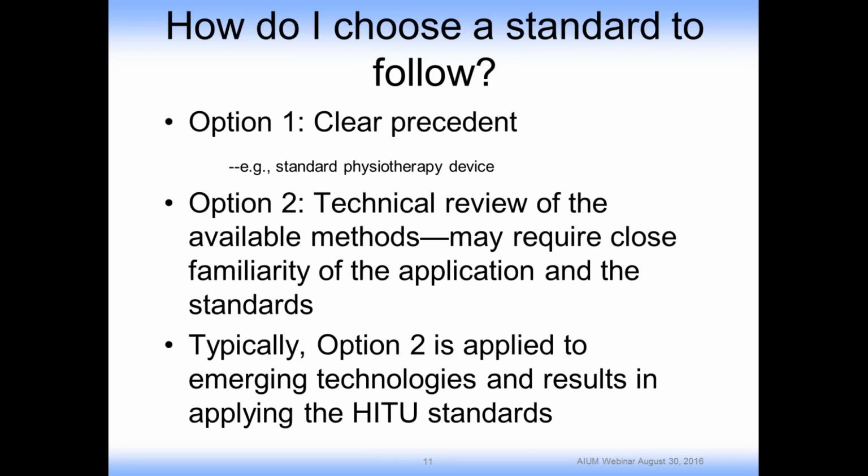So a common question is, how do I choose to follow a particular standard? Well, in the first case, if you have a fairly standard device that has clear precedence, then that makes it simple. For example, as I mentioned, physiotherapy has been in use for many decades. If you have, for example, an unfocused device in the range of 0.5 megahertz to 3 megahertz, as mentioned in the scopes of the standards, and if it's lower than the output limits, 3 watts per centimeter squared, there's a clear justification for following that, given that it's so similar to many other devices.